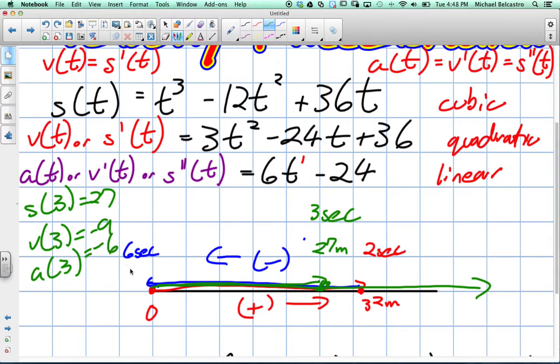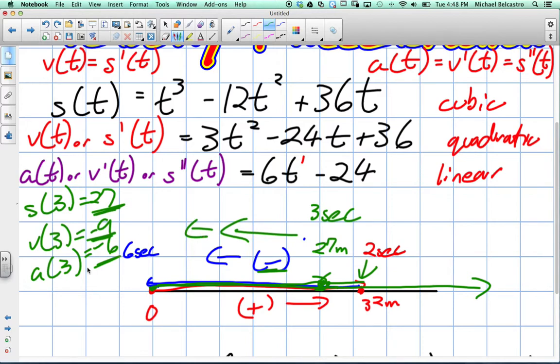Okay, and at 3 seconds, this makes a lot of sense. So let's take this information. We're 27 meters away. We know that at 2 seconds it turned around, right? So it was actually on its way back at 27 meters away. And we know that because our velocity is negative 9. Our velocity is a negative number, so we're heading in that negative direction, back this way. And our acceleration is a negative value, so it's also accelerating in this way.